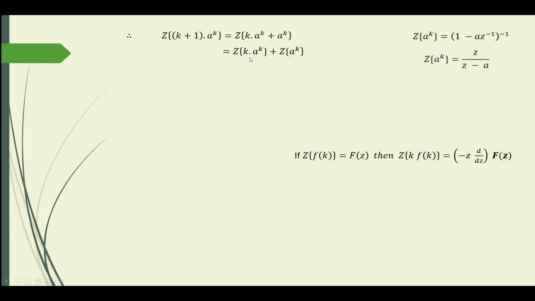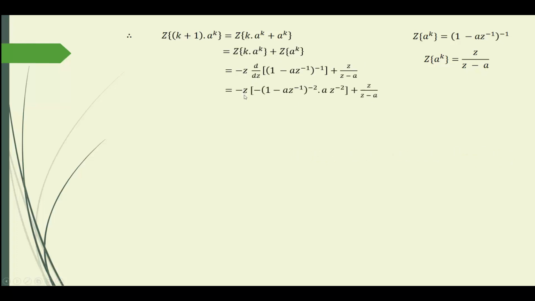Use this formula here, so the first term becomes minus z into d dz of (1 minus a z raised to minus 1) total bracket raised to minus 1, plus the z transform of a raised to k, which is z upon z minus a. We get minus z. Now the derivative of this function is minus 1 into (1 minus a z raised to minus 1) raised to minus 2, into the derivative of 1 minus a z raised to minus 1, which is minus of minus a z raised to minus 2, plus z upon z minus a.